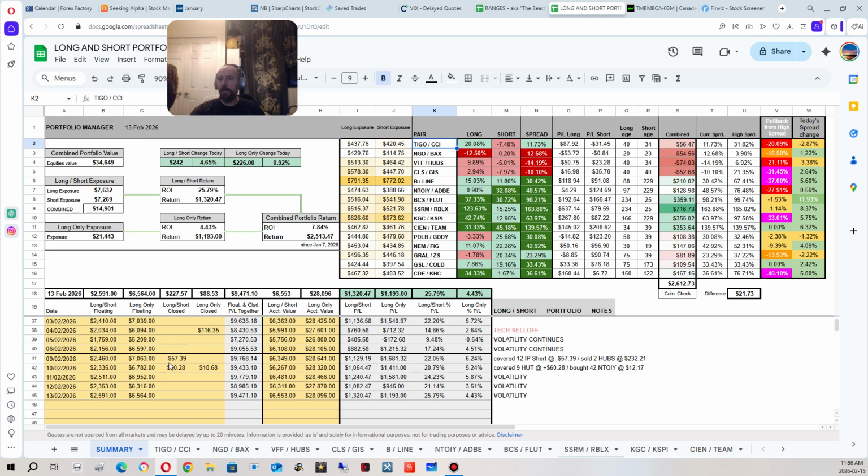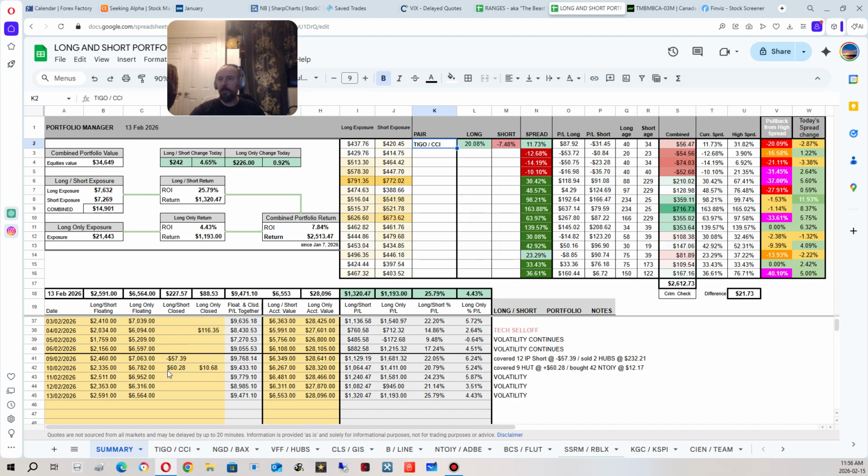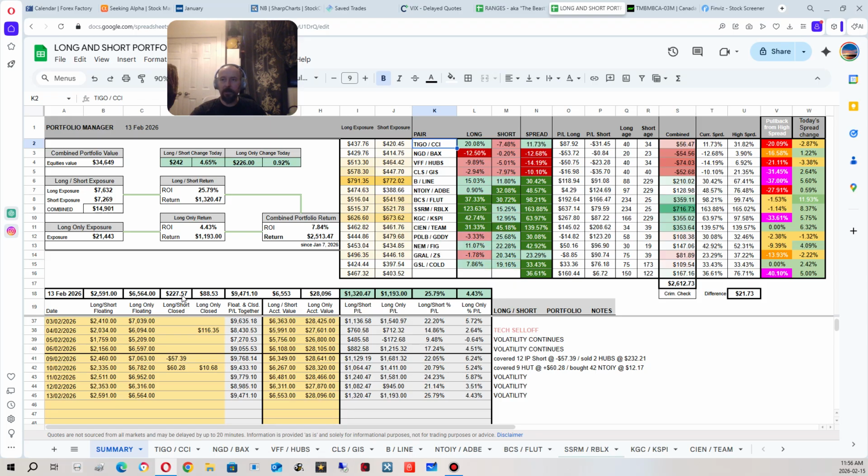Whenever I close trades, you'll see whether it was a negative trade or a positive trade, on both sides, long only and short only. And these are the results of closed trades over the month and a half that we've been doing this.